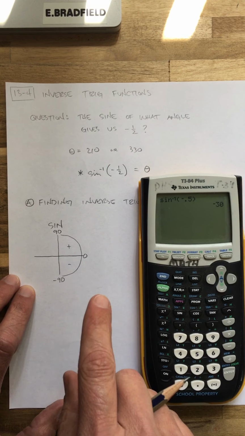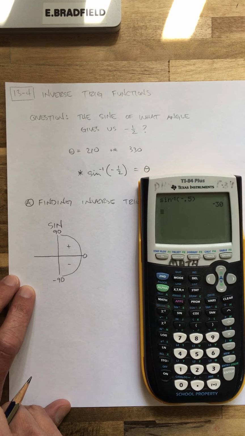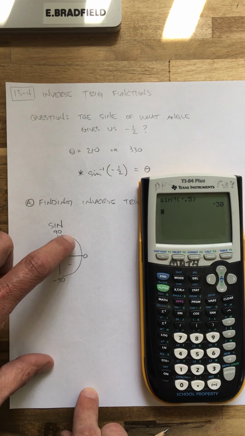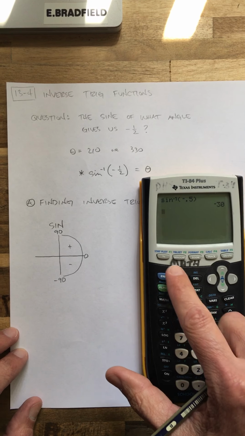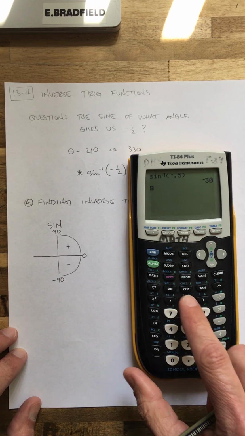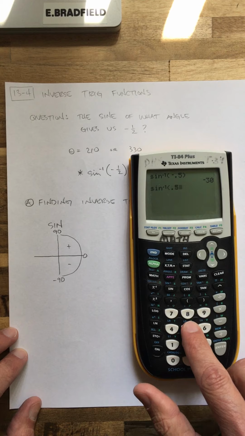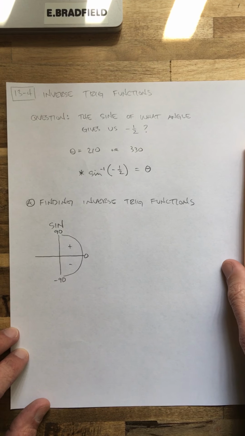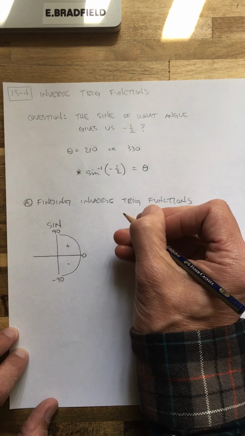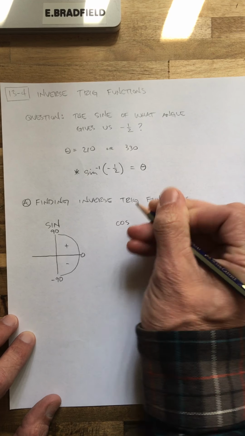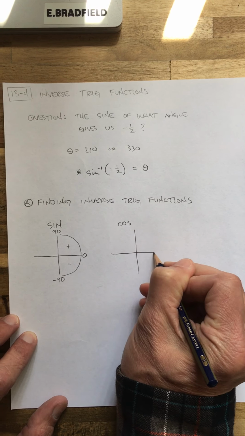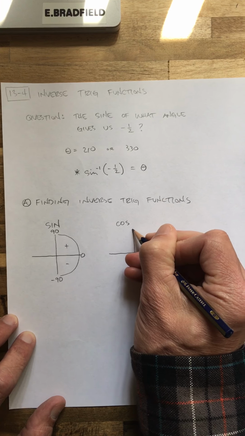Watch. What would the inverse sine of positive 0.5 be? Well, it would be up in this quadrant. It's going to be positive 30. Watch, I'll do the inverse sine of positive 0.5. It's going to give me positive 30, okay? All right, so that's for the sine. Let's do the cosine. Cosine's going to be a little bit different, okay? So now it's going to be over here.